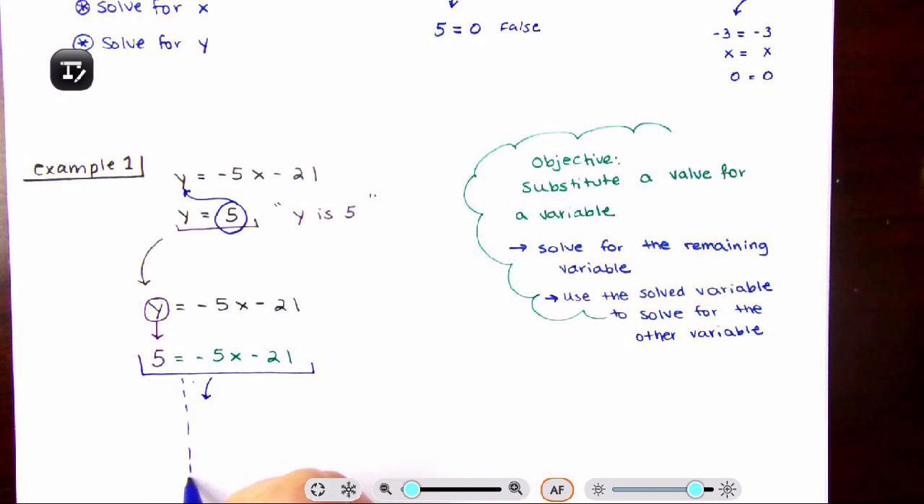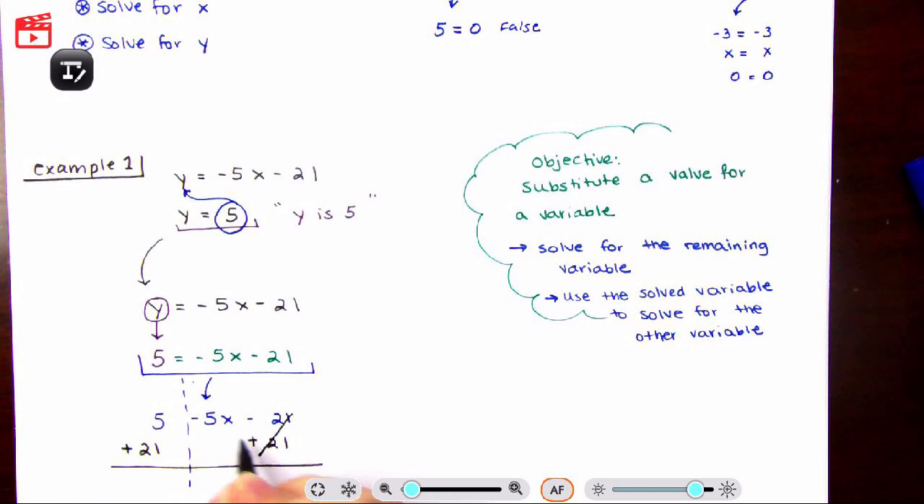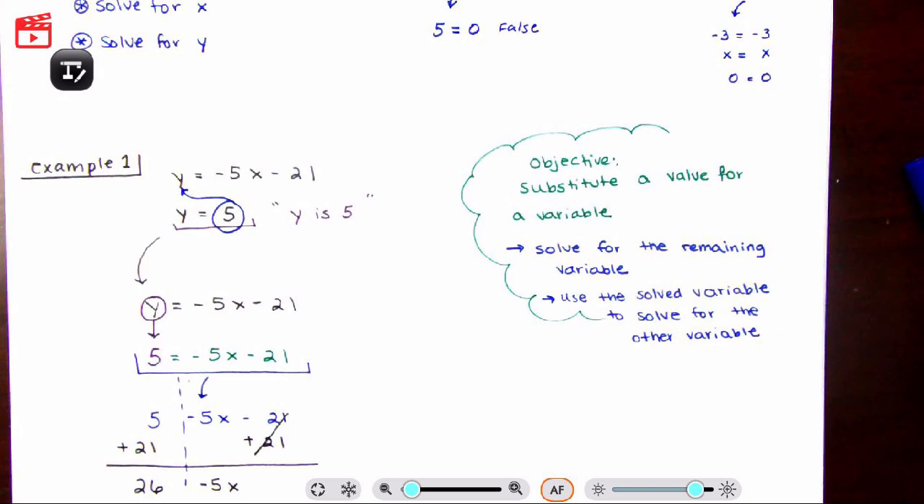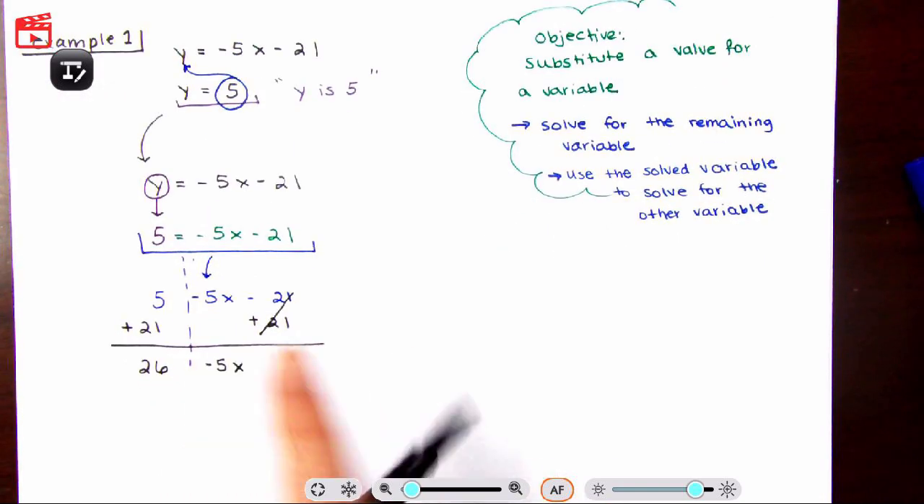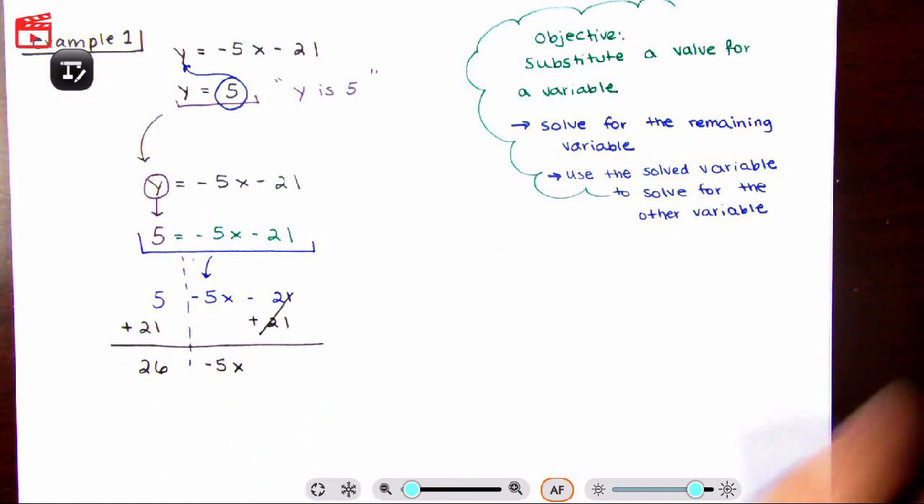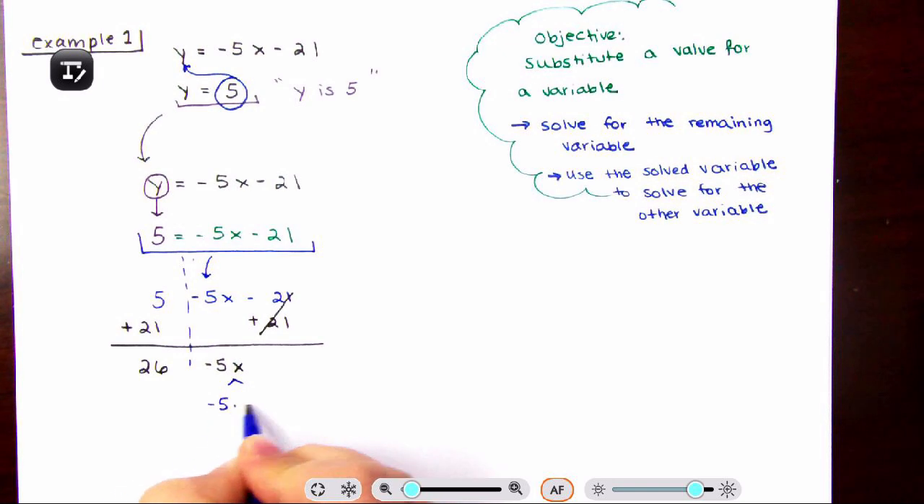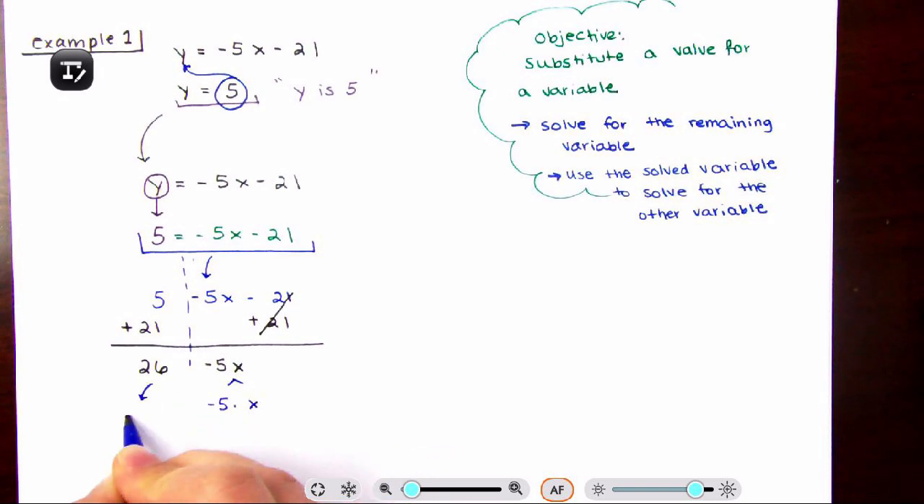Here's our dotted line. I have 5 equals negative 5x minus 21. I'm going to add 21 to both sides. My 21s cancel, they undo each other. So here's 26 equals negative 5x. Bring down the negative 5. Now we're going to divide by negative 5, because this is multiplication. I'm going to divide by negative 5, divide by negative 5.